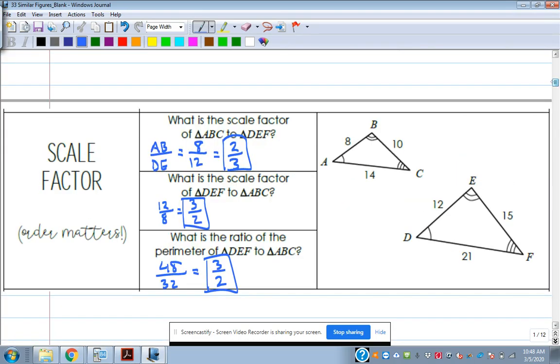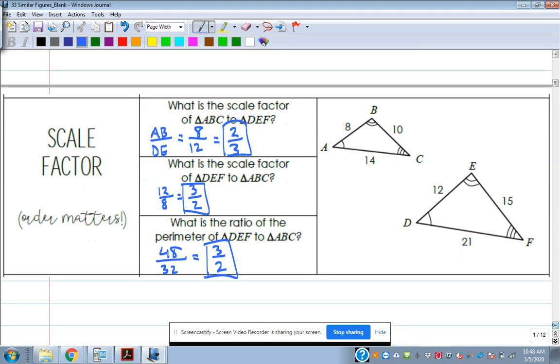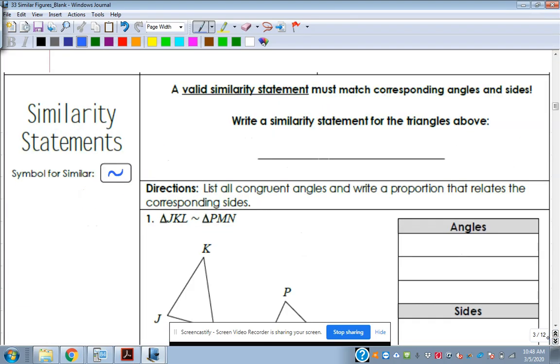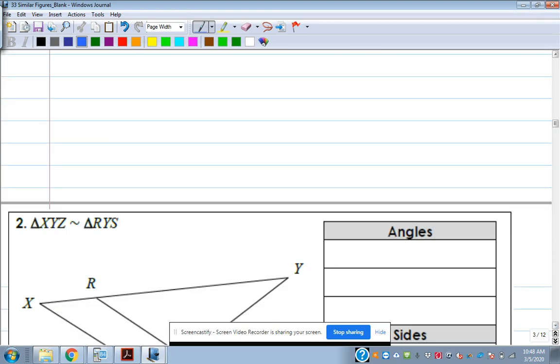So the similarity statement for this could be ABC to DEF similarity. So triangle ABC is similar to triangle DEF.